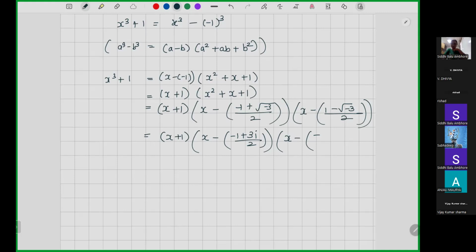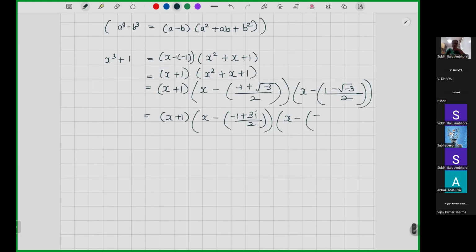This one? No, the step below this. Mm-hmm. It should be minus 1 plus root 3i by 2, not 3i by 2. Minus 1? Oh, plus root 3i. Oh, below, okay. Got it. Sorry. Minus 1 plus root 3i by 2, and okay.